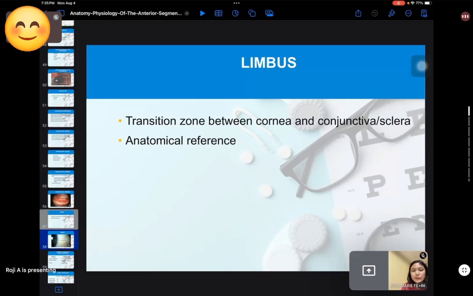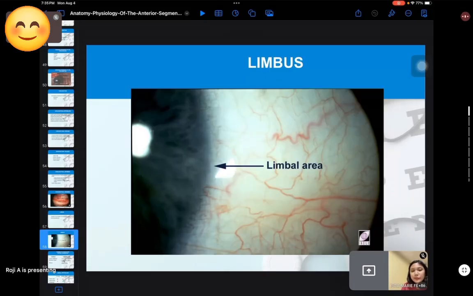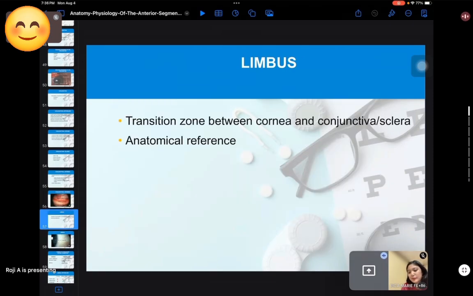Beats me. All right. So this is your limbus. And your limbus has a purpose. And what's the purpose of your limbus again? As anatomical reference for your HVID. It's a reference. Meaning to say your HVID ends there. Or your horizontal white to white. Or your vertical white to white. That's your limbus. Okay?